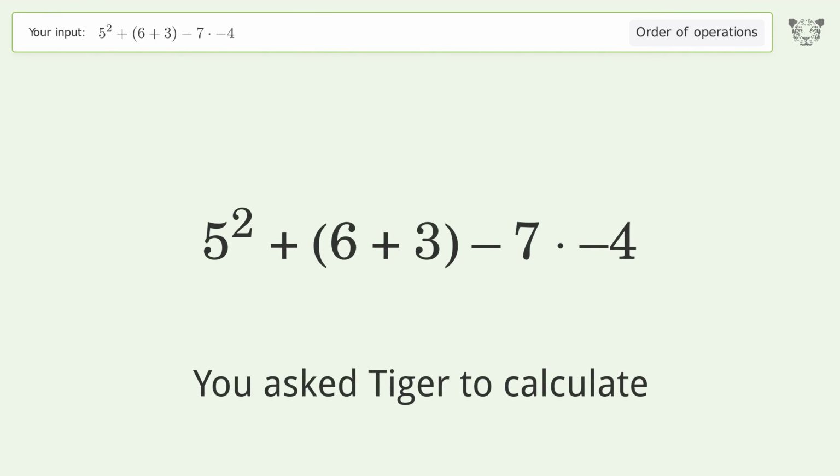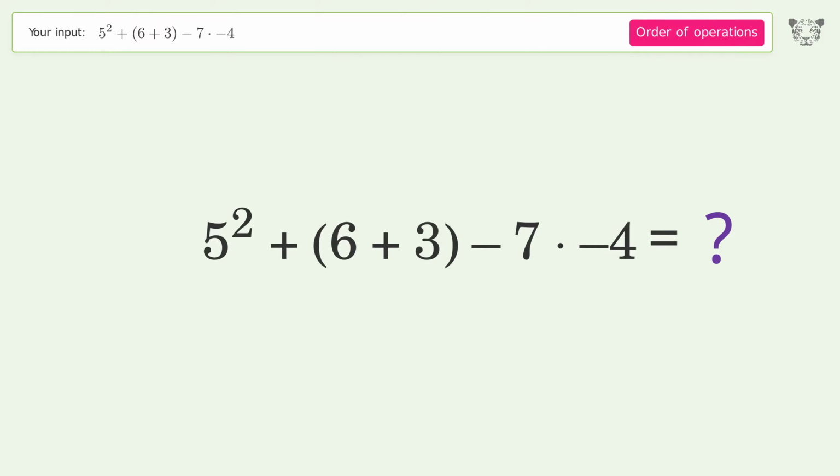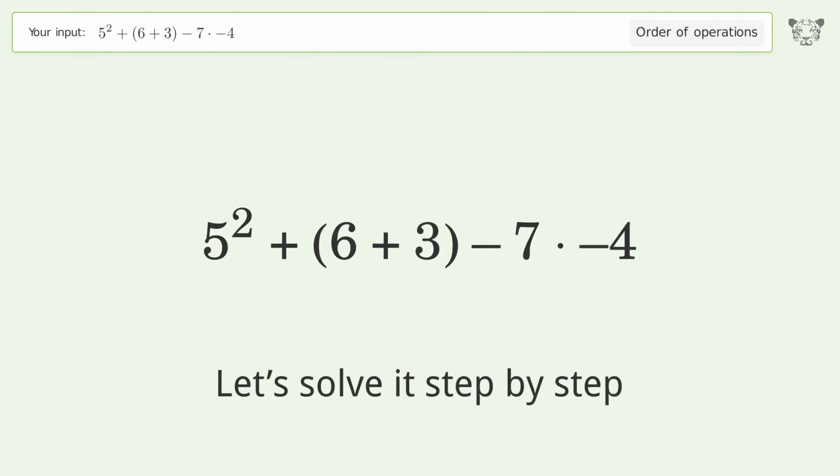You ask Tiger to calculate. This deals with the order of operations. The final result is 62. Let's solve it step by step.